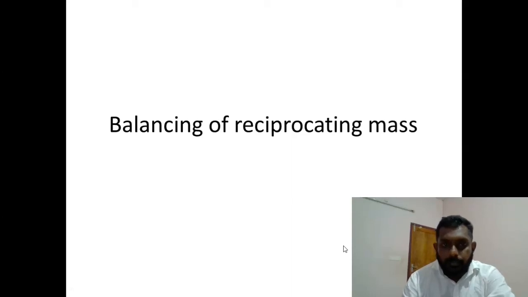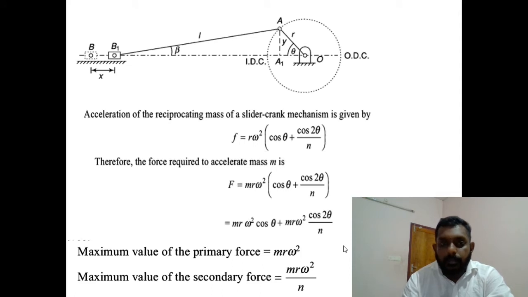For this class, we are going to discuss balancing of reciprocating masses. In the last class, we have seen the balancing of rotating masses, both static balancing and dynamic balancing. In the case of reciprocating mass, the balancing is an introduction to the balancing of engines. So, for that purpose, we can consider a slider crank mechanism.